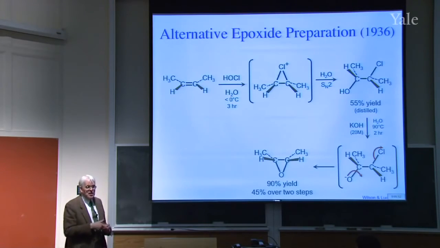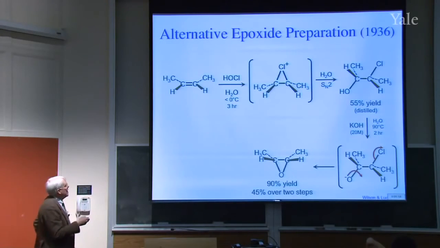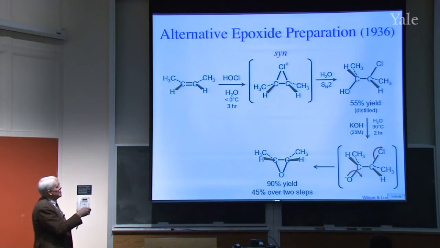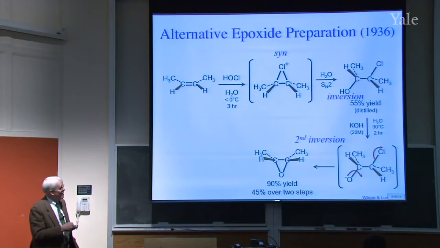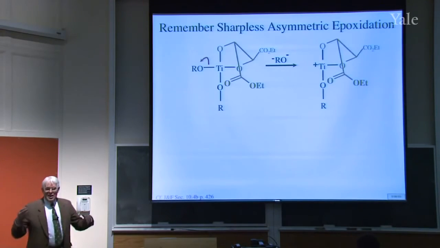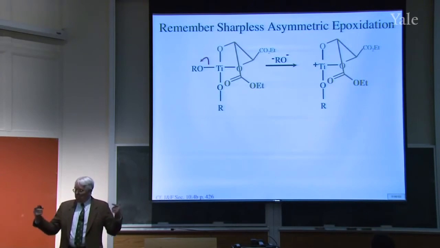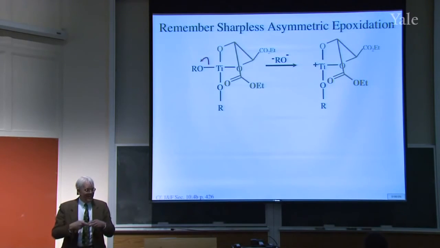That one, the oxygen just went straight on, right? And it was a syn addition. This one happens in an interesting way, right? Because first it's a syn addition of the Cl+, both from the same side. But then there's this SN2 kind of reaction, and it's an inversion at this carbon. And then here, there's an inversion at that carbon, right? So overall, it's still a syn addition, but by 2 inversions, okay?